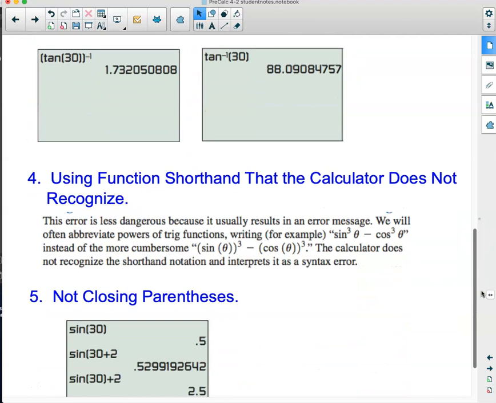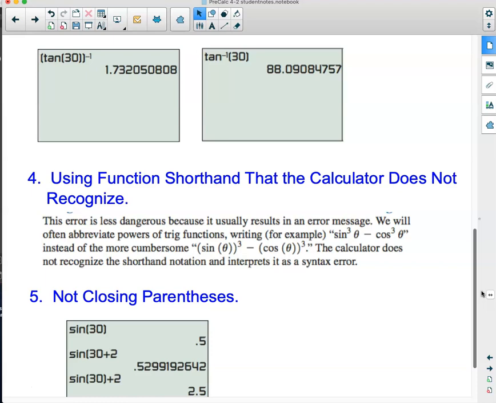Other things where we have to know the calculator's limitations, and that's using function shorthand that the calculator does not recognize. So this error, like it says, is less dangerous because it usually results in an error message when you make a mistake. We'll often abbreviate powers of trig functions, writing, for example, sine cubed theta minus cosine cubed theta, when that's not the way the calculator would take it. The calculator would need to find the sine of theta, cube it, minus find the cosine of theta, and cube it. So the calculator doesn't recognize our shorthand notation, and it's going to tell us that there's an error in there.